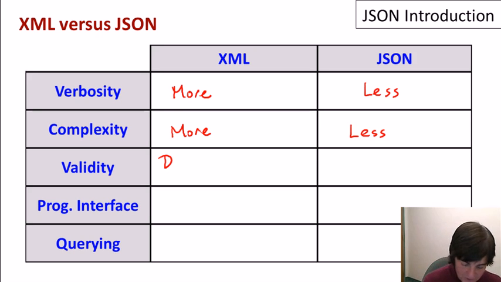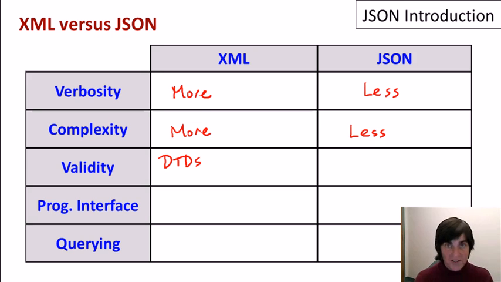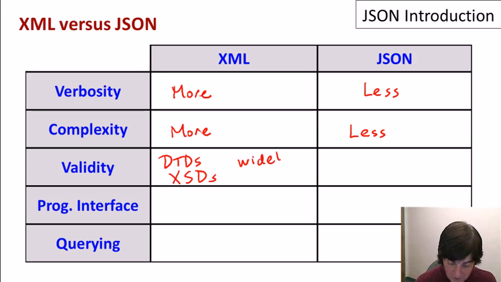Specifically, in XML, we have the notion of document type descriptors, or DTDs. We also have XML schema, which gives us XSDs, XML schema descriptors. And these are schema-like things that we can specify, and we can have our data checked to make sure it conforms to the schema. And these are, I would say, fairly widely used at this point for XML.